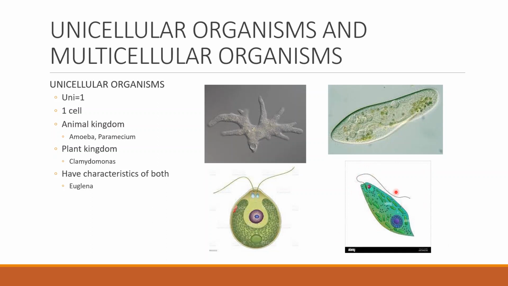So I would say the most important thing right now is the amoeba and paramecium. They always ask this in exams, and it's probably one of the most popular unicellular organisms. So take note of these two.